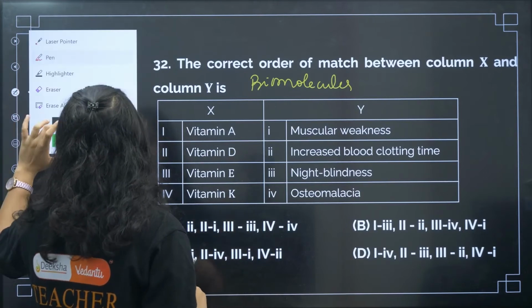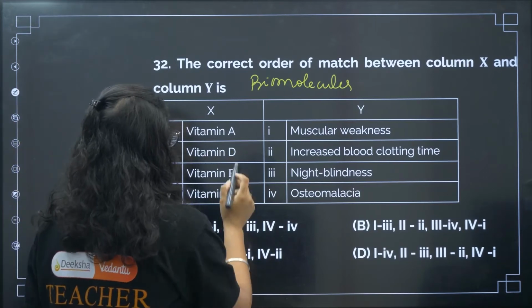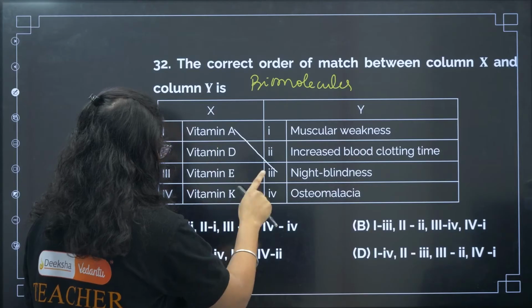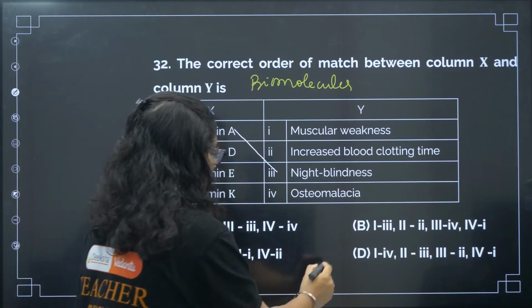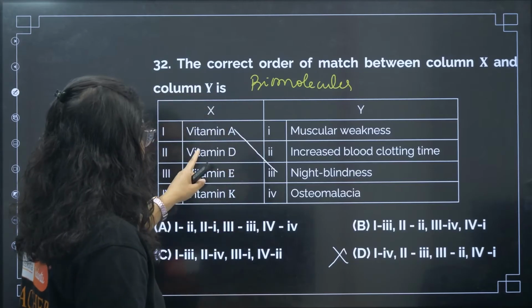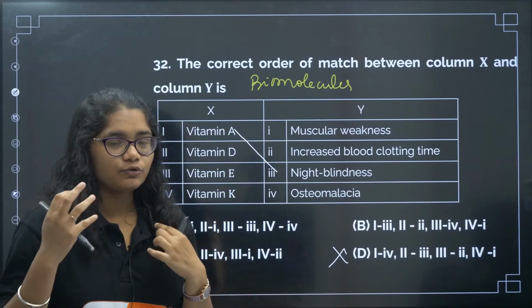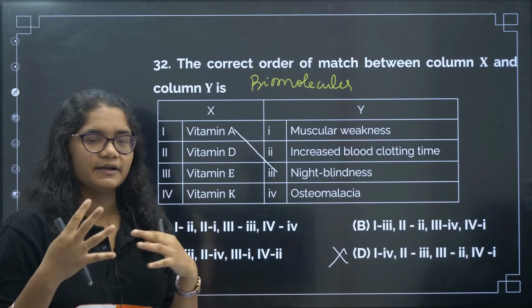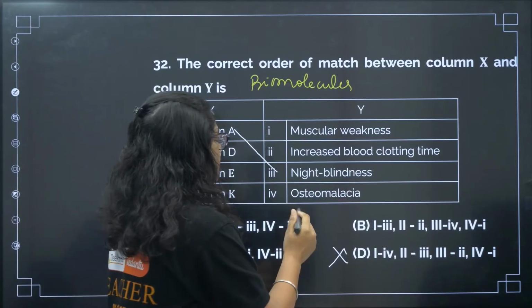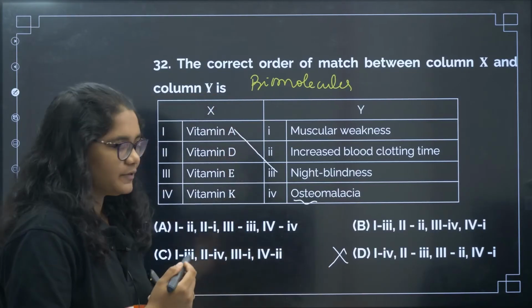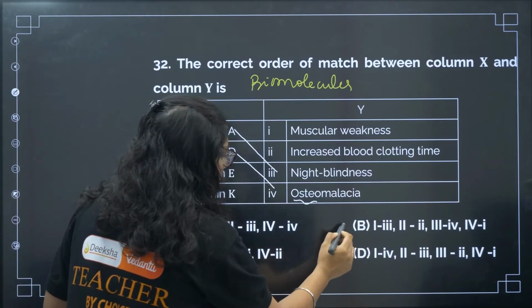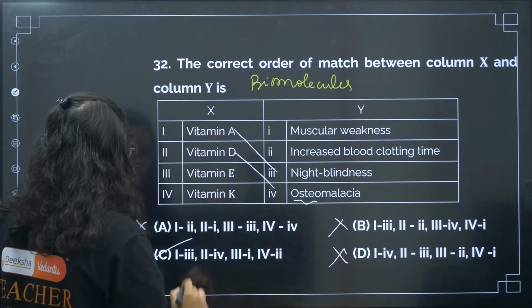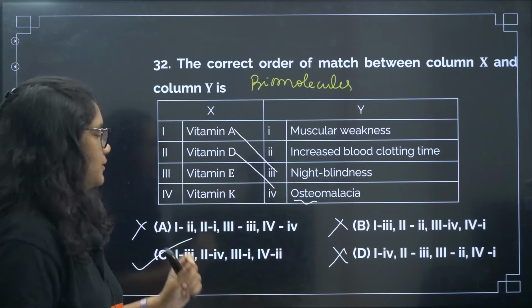Now vitamin A is, if you know, for night blindness. So 1 is 3. So 1, 3, we can eliminate option A because it is 1, 2, and we can eliminate option D. Now coming to vitamin D. Vitamin D is related to rickets, right? You remember that it is related to bones, and bones, one of the terms is osteomalacia, right? So the correct answer for 2 is 4. So here 2, 4, here 2, 2. So this also eliminates. So the correct answer for this question is option number C.